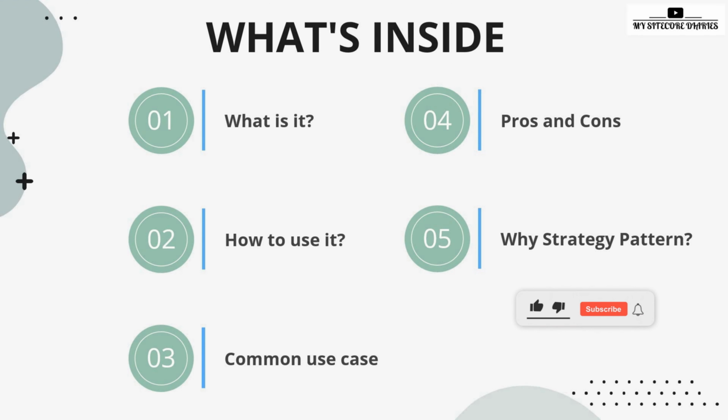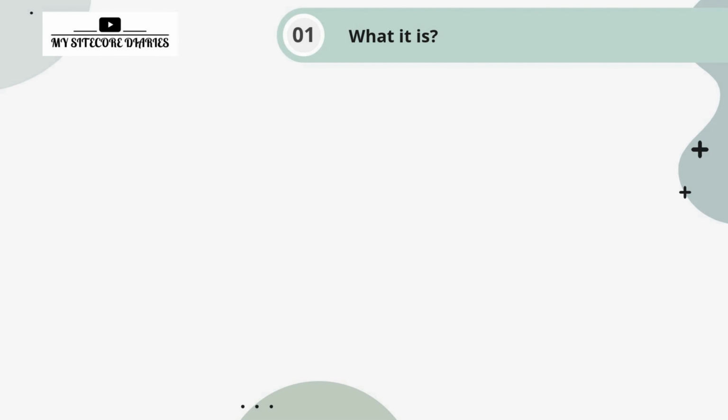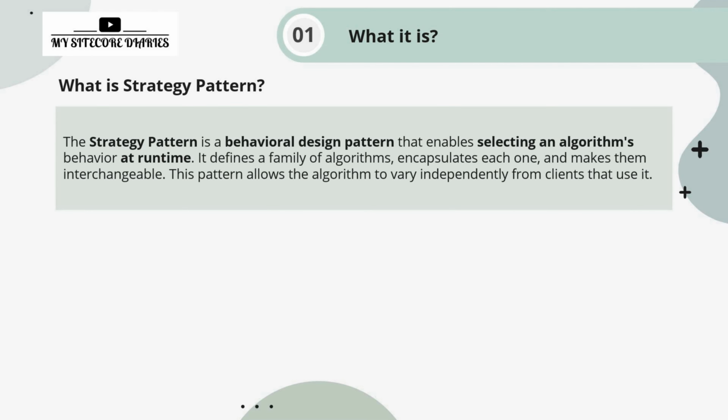So now let's start today's topic. So what is the strategy pattern? Strategy pattern is a behavioral design pattern that enables selecting an algorithm's behavior at runtime. So you have multiple algorithms and you are selecting the appropriate algorithm at runtime in this strategy pattern. It defines a family of algorithms, encapsulates each one and makes them interchangeable. This pattern allows the algorithm to vary independently from the client that uses it.